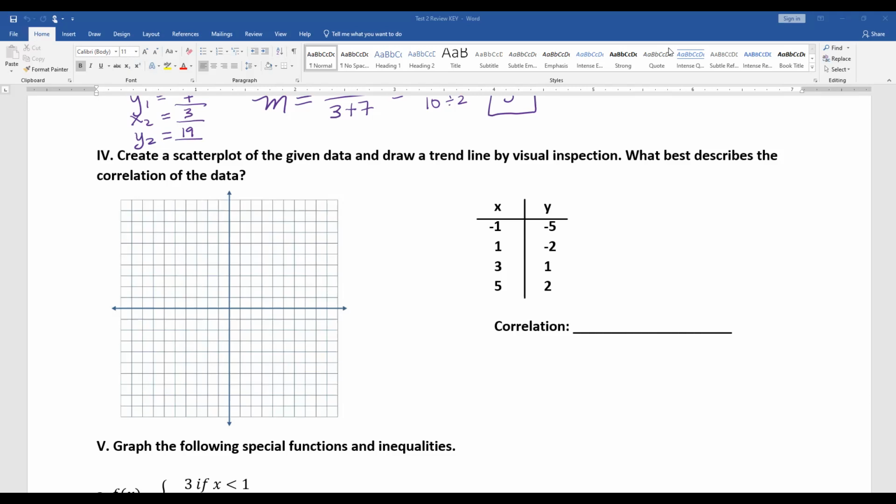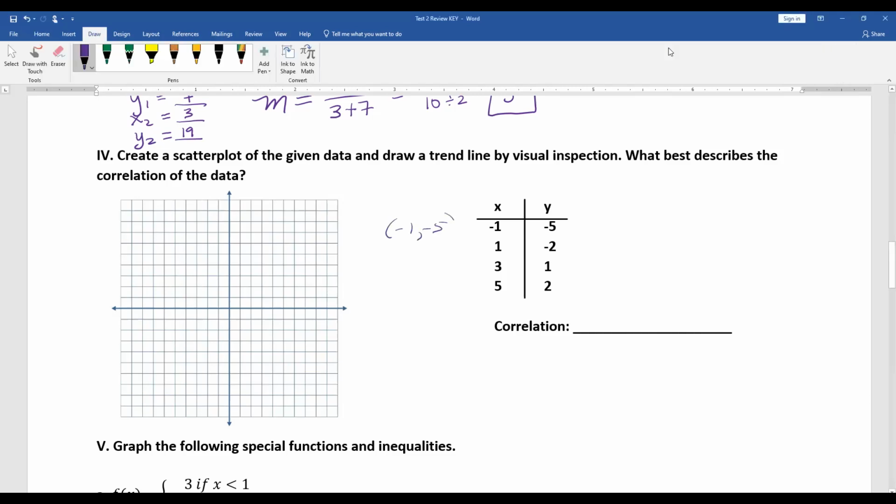So how do I turn this table into points? Each of these x and y's are just an ordered pair. This is -1, -5. This is 1, -2, 3, and 1, 5, and 2. So we plot those. -1 means I go what direction? Left 1. And after I go left 1, what direction do I go? Down 5. 1, 2, 3, 4, 5. So I've got my first ordered pair right here.